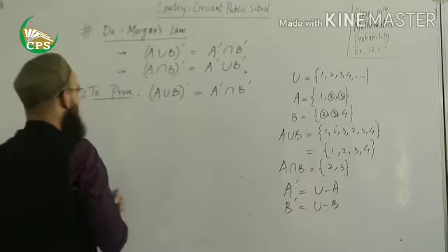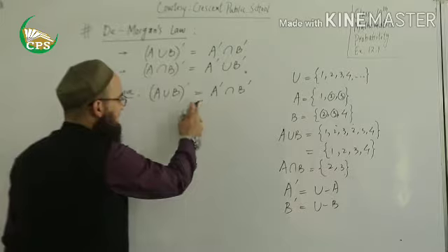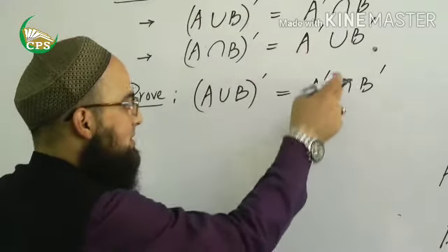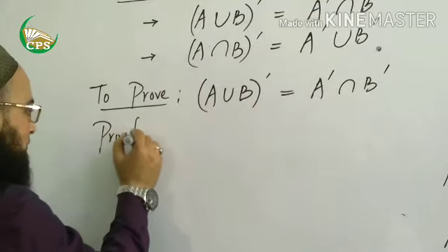Now let us pay attention here. A union B whole complement is equal to A complement intersection B complement. Let us see the proof.